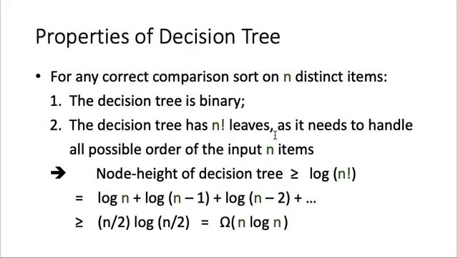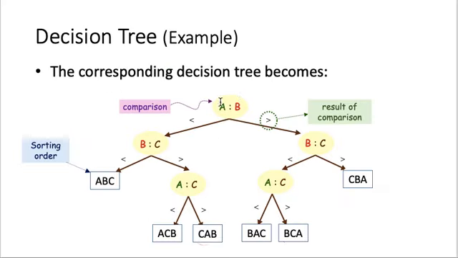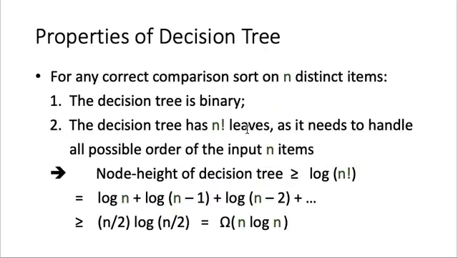Now we will see some common properties of a decision tree. For any comparison sort that works on n distinct items, the first property is that the decision tree is always a binary tree, because the result of a comparison is always either one smaller than the other or the opposite. So there are always only two possible outcomes of a comparison. So in that case, the decision tree is always binary.